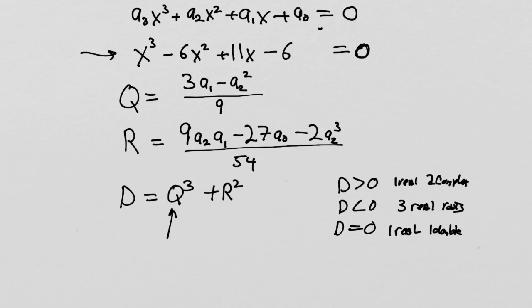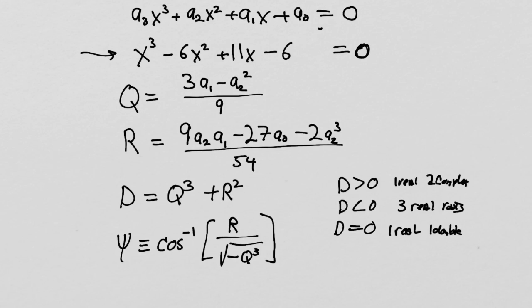And then next is the intermediate value psi, which is actually an angle. Psi is the inverse cosine of R over the square root of minus Q cubed. Now remember, this analysis we're going to apply to cubic equations that have 3 real roots. So this will only work if we are in the D less than 0 case, where Q cubed is definitely negative, and so minus Q cubed goes in there and is positive.